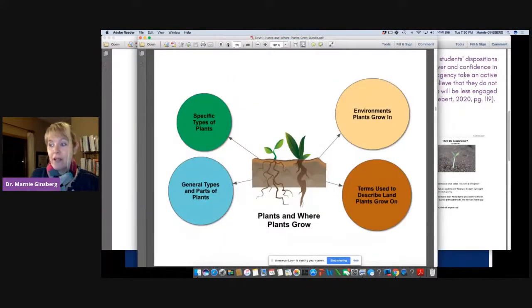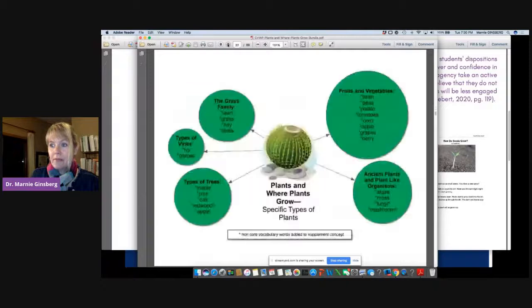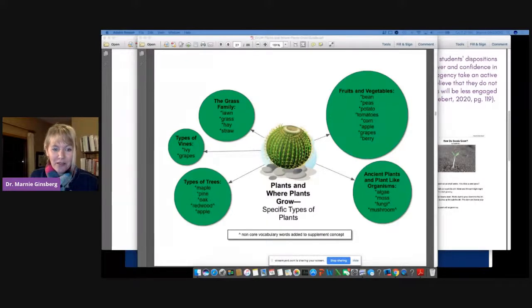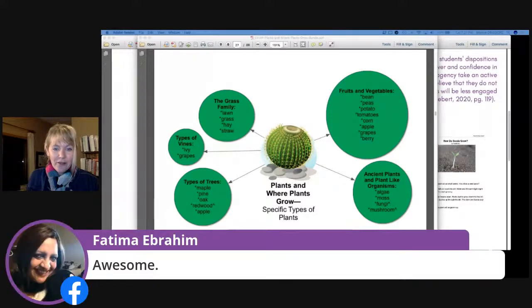So then you could do these other categories, specific types of plants, the grass family, lawn, grass, hay, straw, types of vines, ivy or grapevines, types of trees, maple, pine, oak, redwood, apple, ancient plants and plant-like organisms, algae, moss, fruits and vegetables, beans, peas, and so forth. Isn't this amazing? Yeah. Maria says, very nice pictures. That grabs our students' attention, doesn't it?